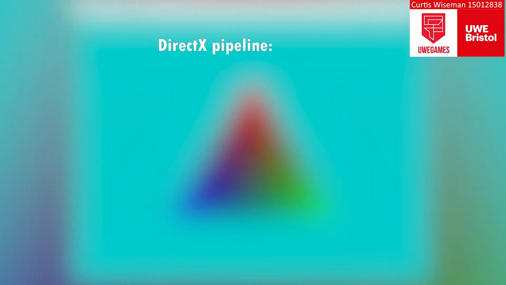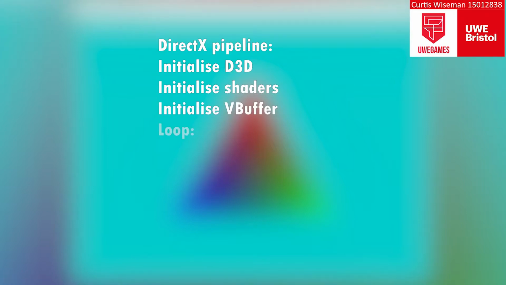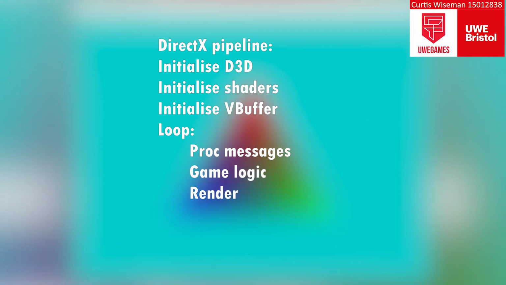The general pipeline is as follows. Initialize Direct3D, initialize shaders, initialize vertex buffer, and then in a loop, process messages, run game logic, and render the frame. After that loop is over, you clean Direct3D and then exit the program.